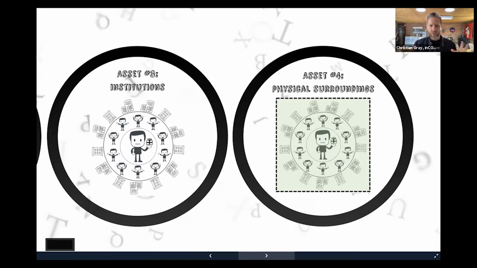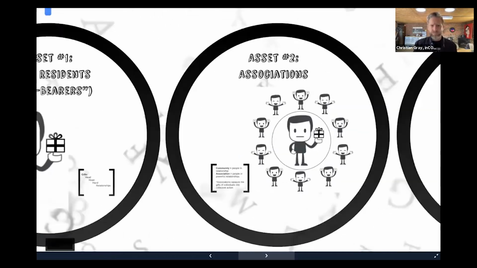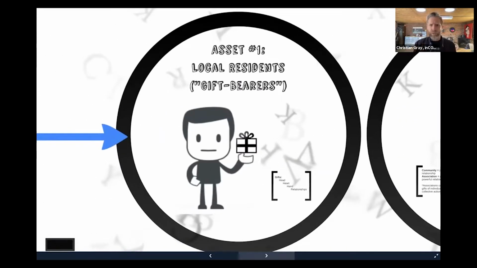I wanted to go in a little bit more depth in terms of some of the more practical things that we do at InCommon to practice ABCD in regard to creative community development. So we're going to look again at asset number one, gift bearers. The question becomes, well, if local residents are a primary asset in the neighborhood, how do we identify them and how do we engage them and how do we get them moving forward to create community change?